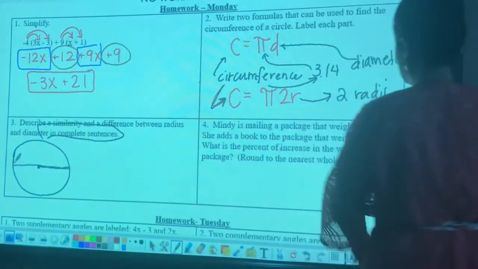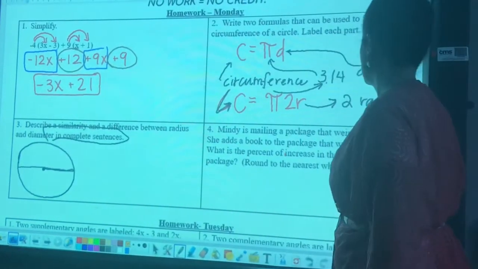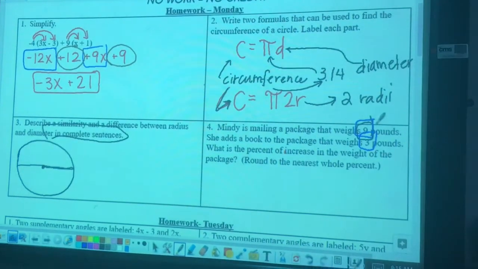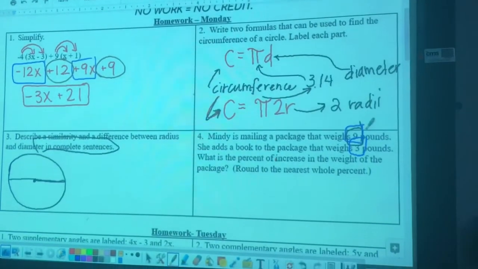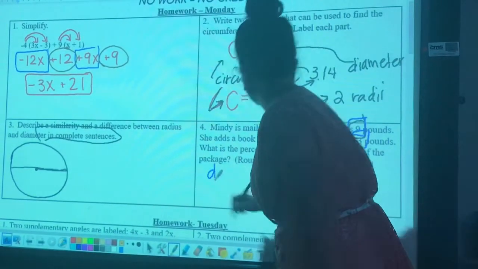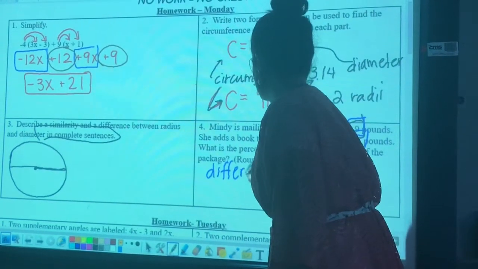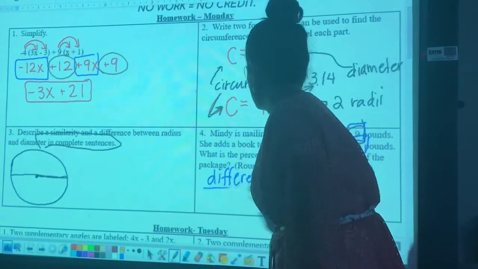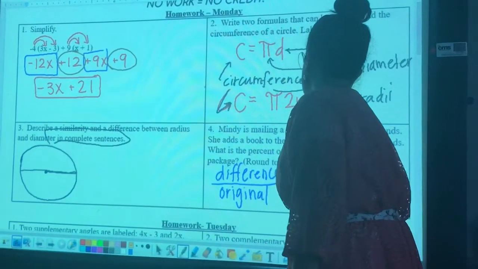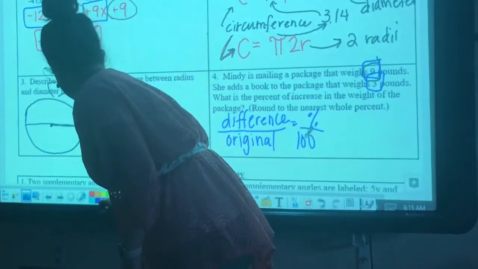Mindy is mailing a package that weighs 9 pounds. Let me go ahead and switch my color. She adds a book to the package that weighs 3 pounds. What is the percent of increase in the weight of the package? And round to the nearest whole percent. I'm going to remember for percent change, because it says percent of increase, I'm going to do difference over original equals percent over 100. Switching back so we can differentiate in our colors.